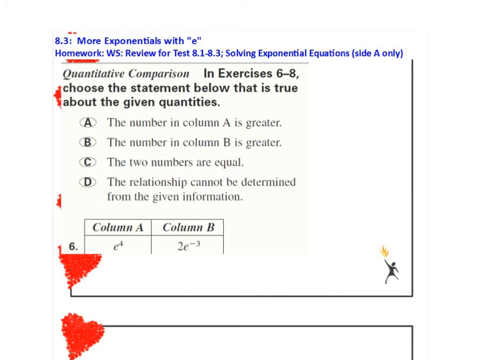Okay, so now for 6, your answer choices are up here, A through D, when you're going to compare the value in column A and the value in column B. Okay, the answer for 6 is A. If I simplified the right-hand column, column B, we get 2 over e cubed. So if you think of e as 2.7 or close to 3, e to the fourth is going to be a positive integer, a large value, whereas 2 divided by e cubed is going to be a small fraction.